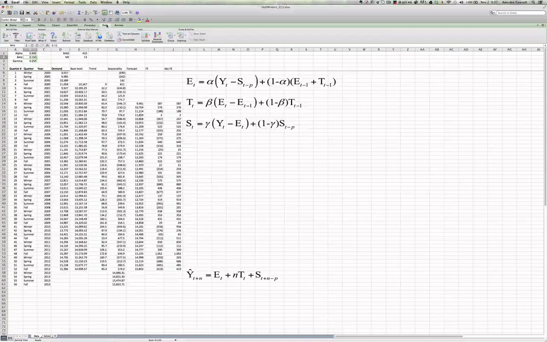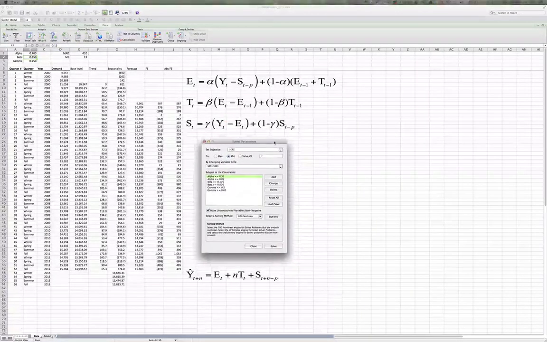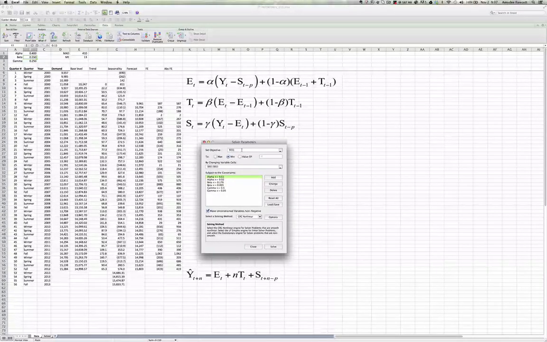What I can do, of course, is use the computing power of Excel to find the values of alpha, beta, and gamma that will actually minimize forecast errors. So I will use Excel Solver, and I will tell Solver to minimize my mean absolute deviation by changing the values of alpha, beta, and gamma. That's what you can see in cells B1 through B3, subject to a number of constraints.